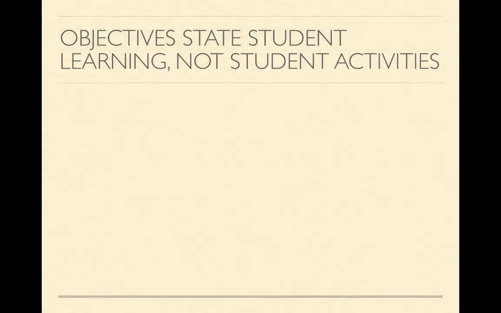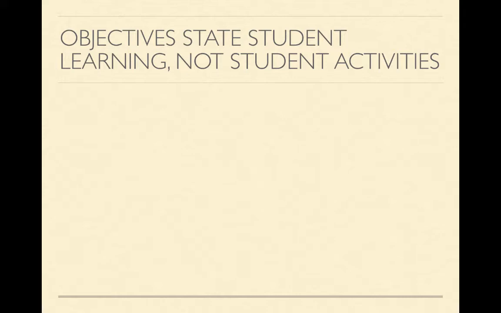Now, one thing that's important here is that we need to state our objectives in terms of student learning, not student activities. What are they supposed to learn, not what activity are they doing? Now, sometimes these might overlap a bit, especially if this is a skill-based class, because you might think, well, my objective is what they're going to do. They're going to be able to recite multiplication facts within a certain amount of time. That's an activity. And it's true, that might be your objective.